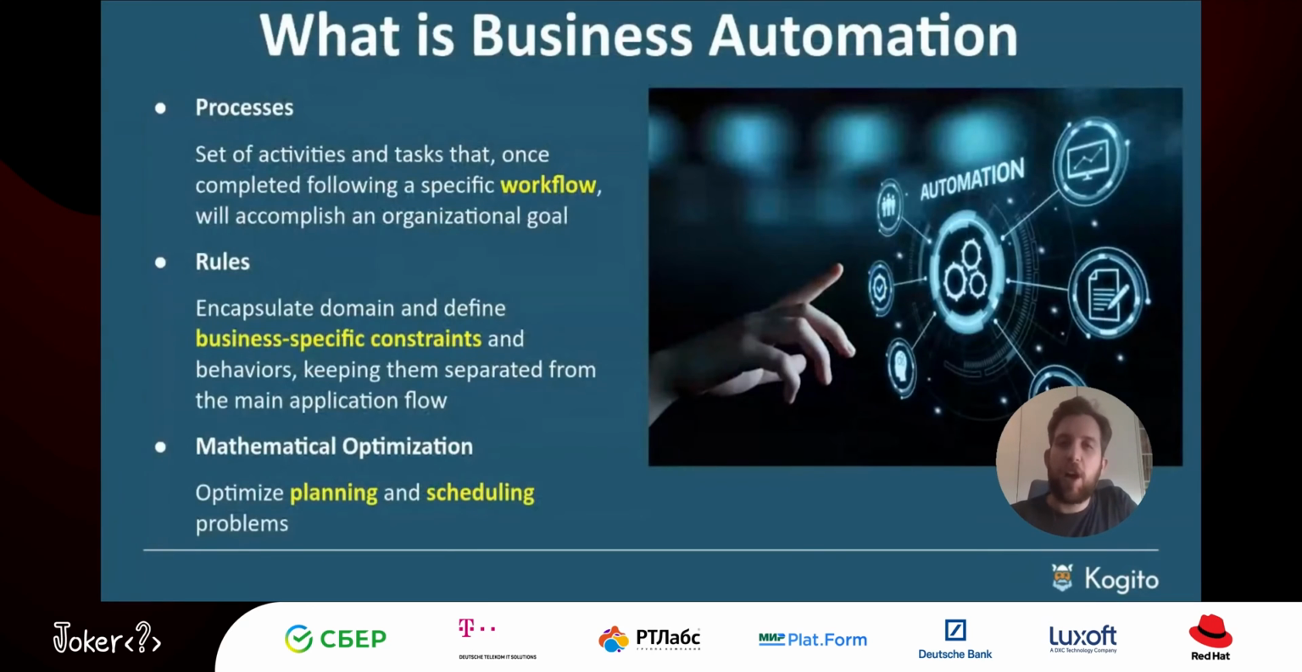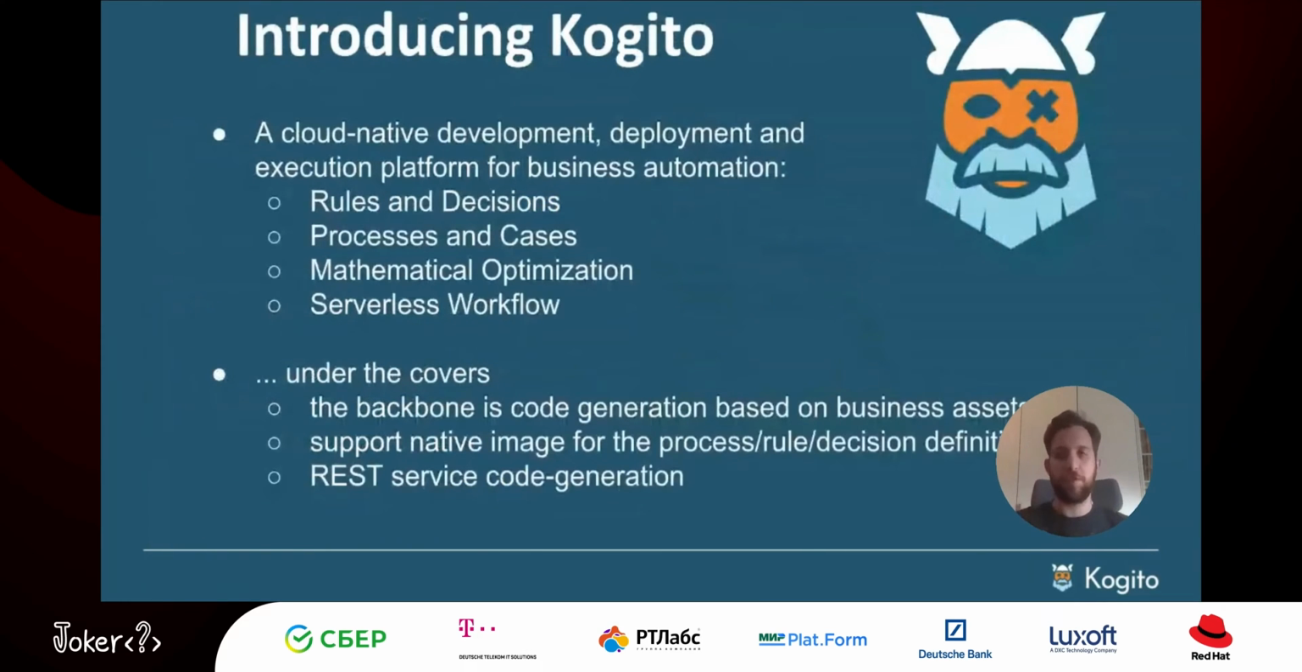Today we're going to talk to you about cloud-native business automation. And business automation is a widely known term that embraces a variety of components, such as processes, rules, and mathematical optimization. When we talk about this, our platform means jBPM, Drools, and OptaPlanner. But today we're not going to talk about these projects in particular, but we're going to talk about something different, something new, Kogito.